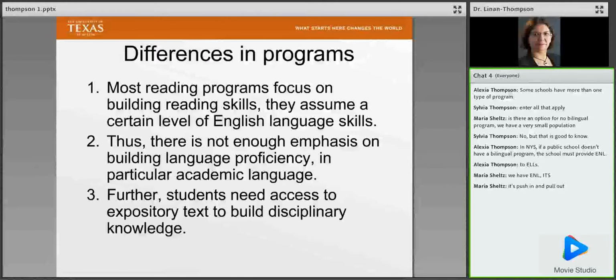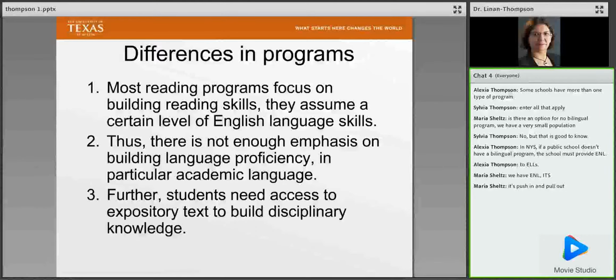And there's also not enough emphasis on building language proficiency, in particular academic language, in most reading programs. And students need access to expository text to build disciplinary knowledge. That is better addressed now with Common Core, but still it's something that we should keep in mind.